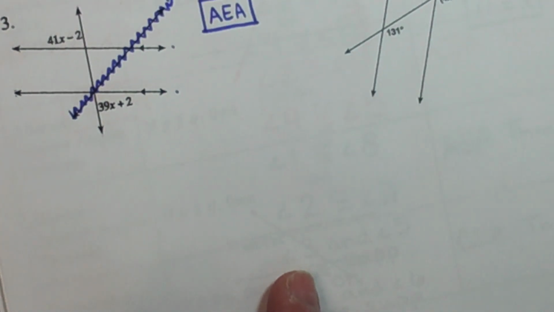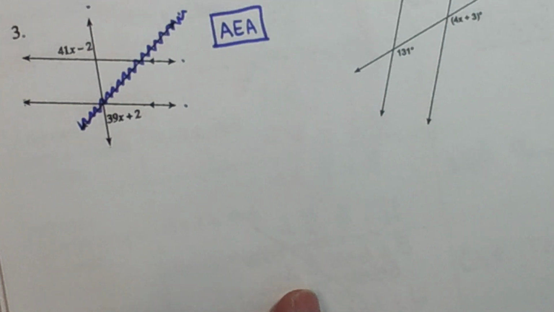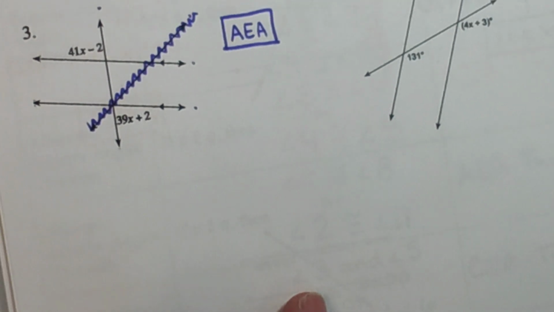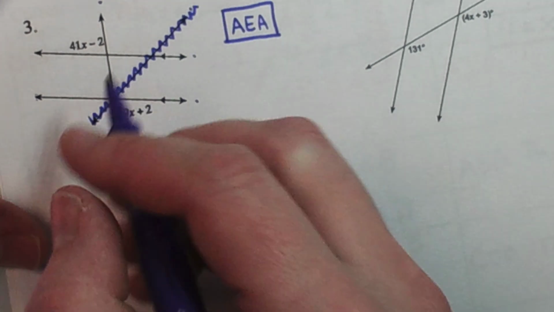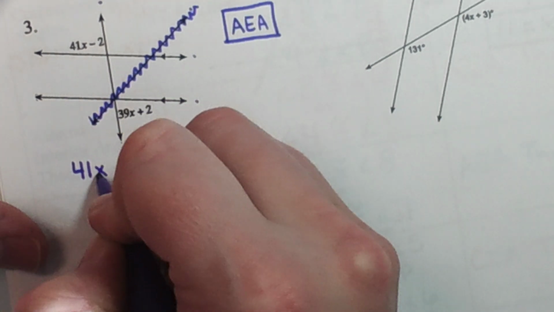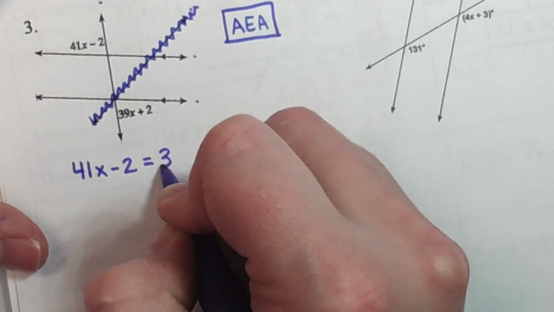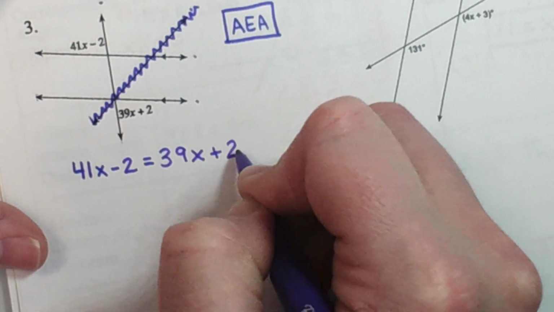Okay. Are alternate exterior angles congruent or supplementary? Look at your yellow sheet. They are congruent. What does congruent mean, Kate? They are equal. 41x minus 2 is equal to 39x plus 2.